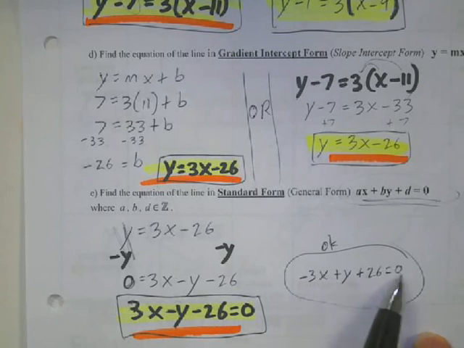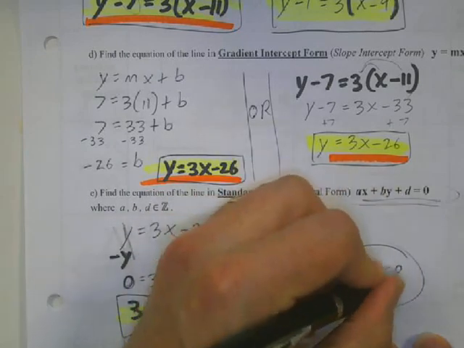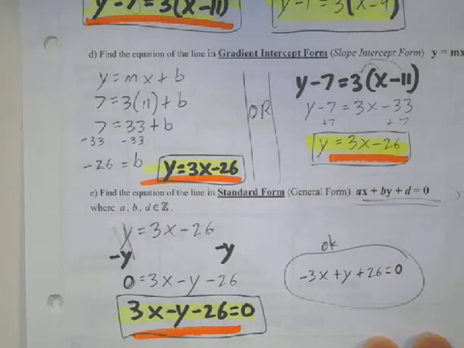And if I multiply 0 times negative 1, well, that's still 0, right? So these answers are the same, but you want to have it like this more often. Hope that helps.